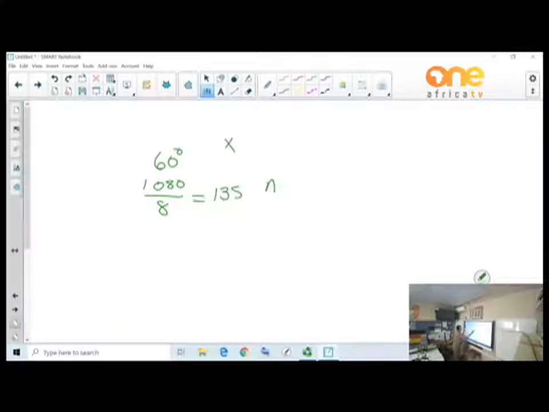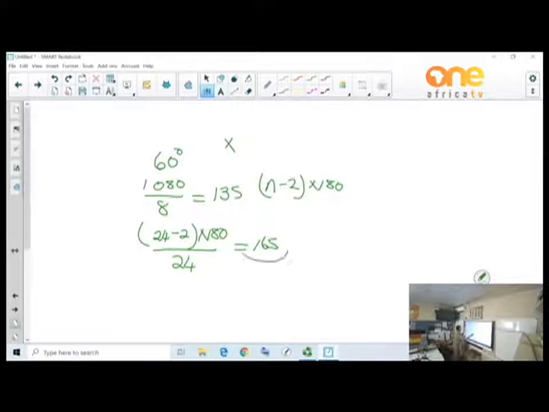Can you remember the formula? N minus 2 times 180. And the last one is 24 minus 2 times 180. Remember, this is a show that question, is 165. And then if you add now all those three, you get the 360. Okay. So, polygons. This was about polygons. Right?